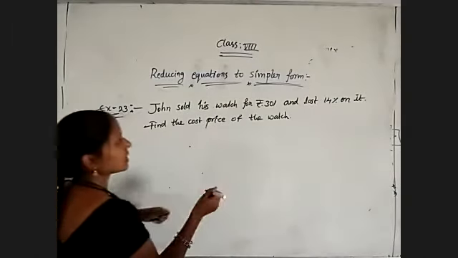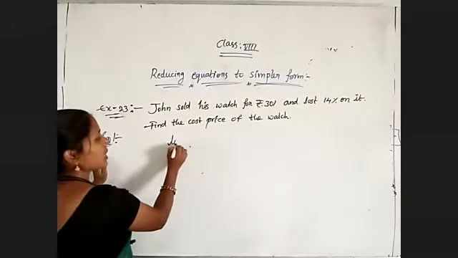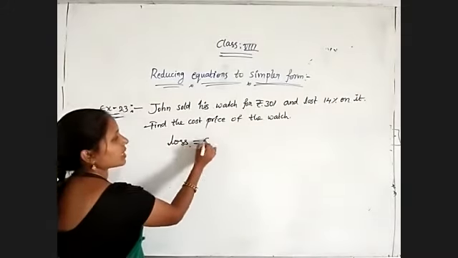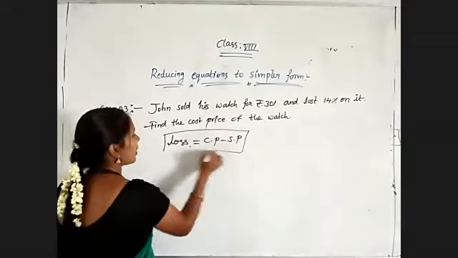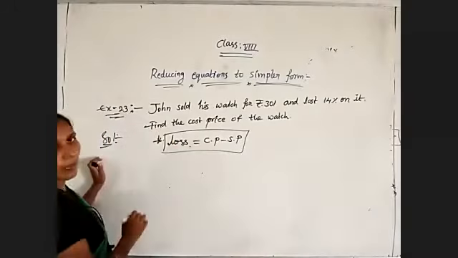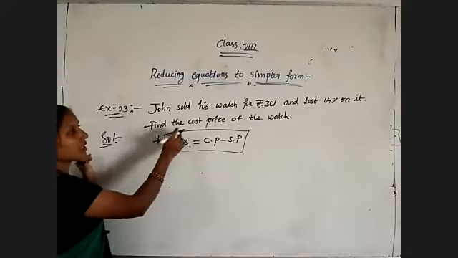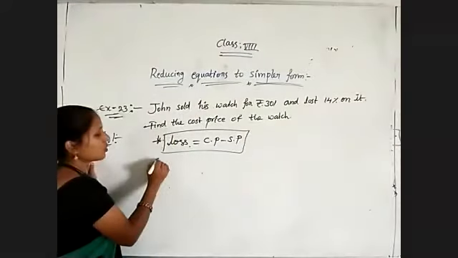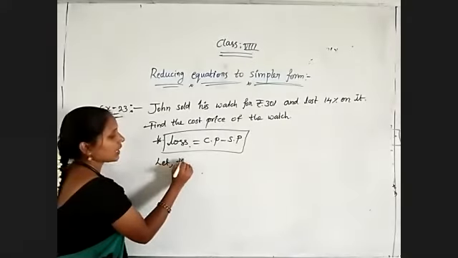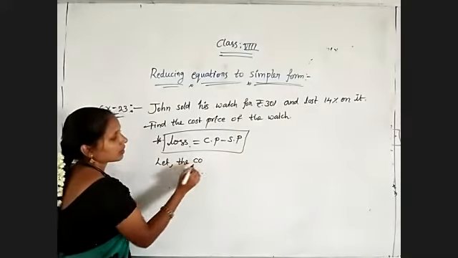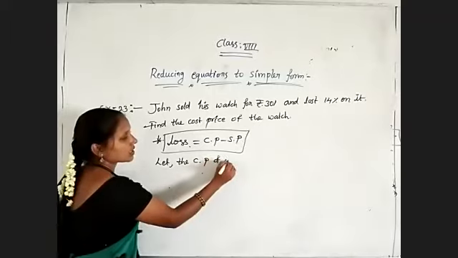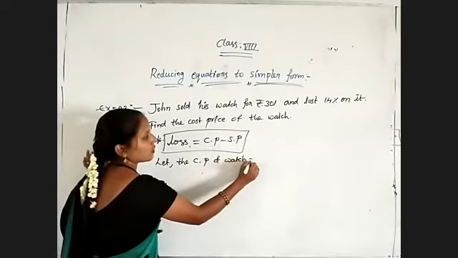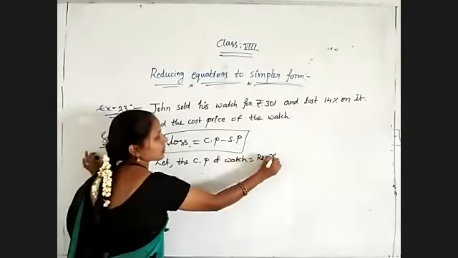Now this question is related to loss. It is very clear. We know that loss is equal to CP minus SP. Remember this formula and keep it aside. Now, we need to find the cost price, so let the cost price be X rupees. So the CP of the watch is equal to X rupees.